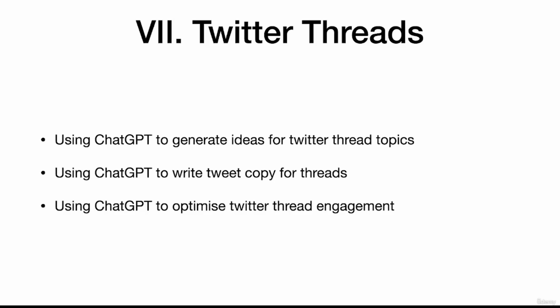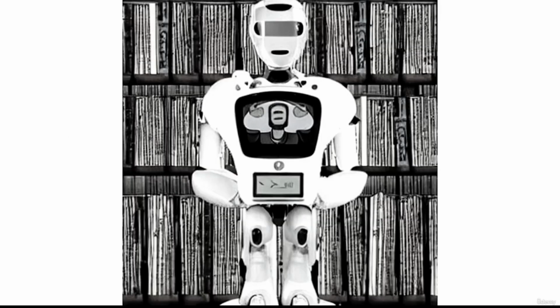Finally, we'll talk about using AI to optimize your Twitter threads for engagement. This can include analyzing the performance of your threads, identifying patterns in what works and what doesn't, and making adjustments to your strategy. By using AI to optimize your Twitter threads, you can increase the chances that it will be seen and shared by your followers. This can be achieved with Zapier. Zapier lets you send information between Twitter and OpenAI automatically. No code required.